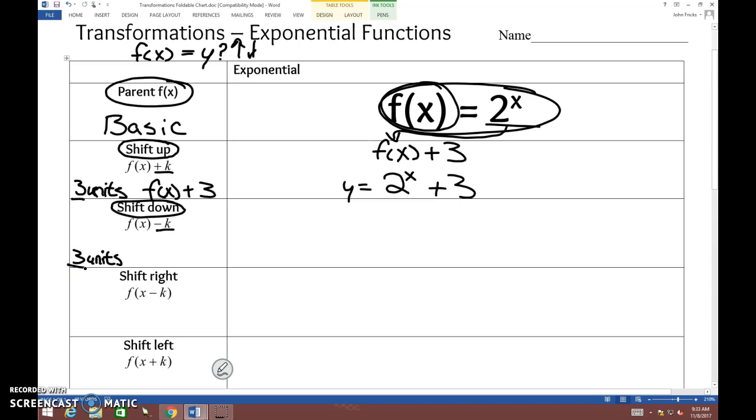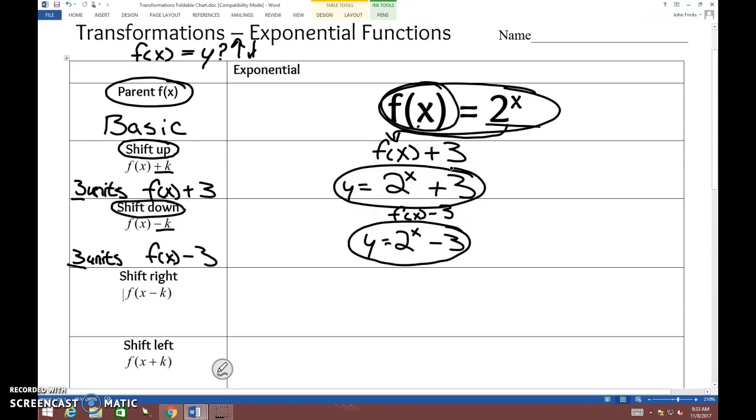So for this problem, the rule is going to read f of x, and then that's going to be minus 3. So that's going to take it down 3 units. So with that rule being known, we know that f of x minus 3 is the rule, and we already know that f of x is equal to 2 to the x power. So we're going to substitute in 2 to the x power, subtract 3 from everything, and then add our y equals on the end, and we have our equation.